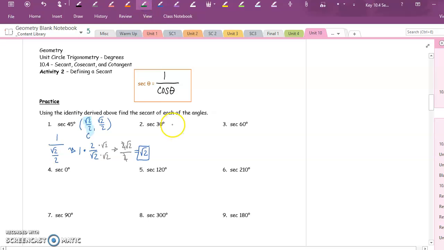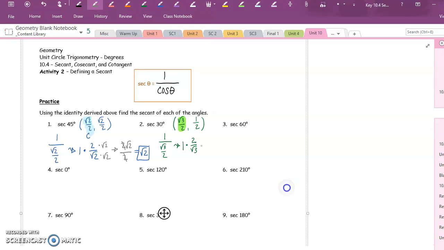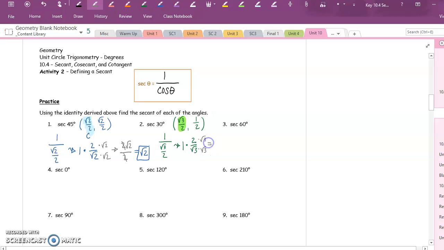Next, we're going to take a look at secant of 30 degrees. Looking at your left hand, put down your 30-degree finger. So we have square root 3 over 2, comma, 1 over 2. And again, we're taking a look at the cosine. Secant goes with cosine. So we have 1 divided by square root 3 over 2. Change division into multiplication by keeping the top and flipping the bottom. We're going to have to rationalize the denominator, so I'm going to multiply the top by square root 3 and the bottom by square root 3.